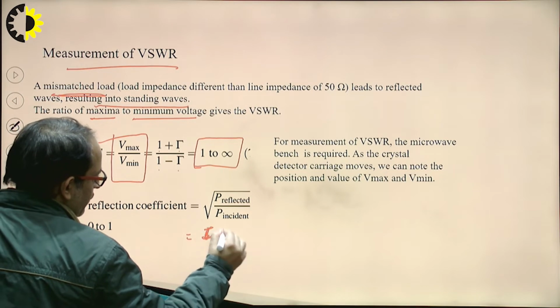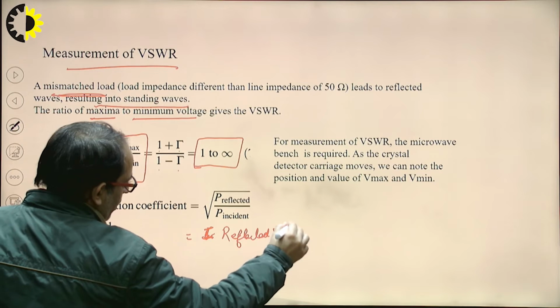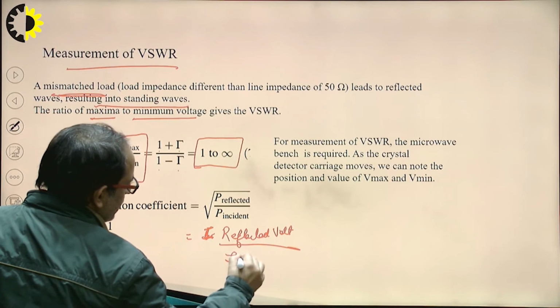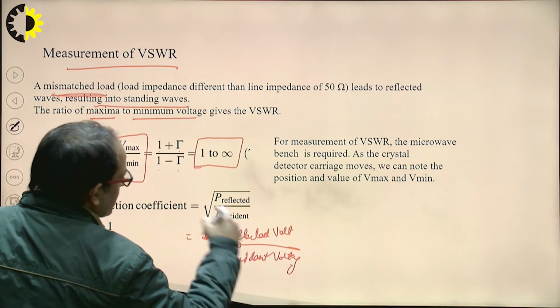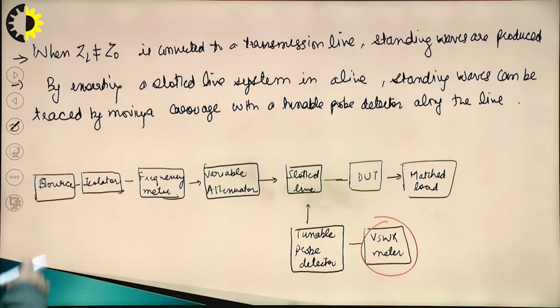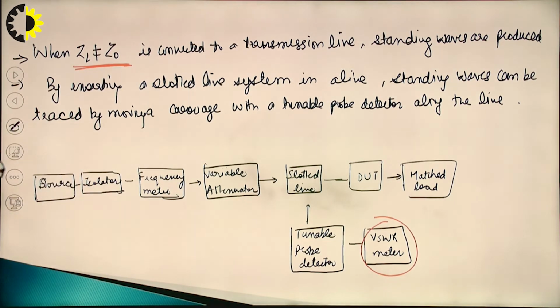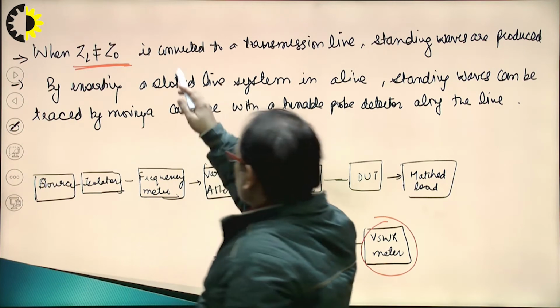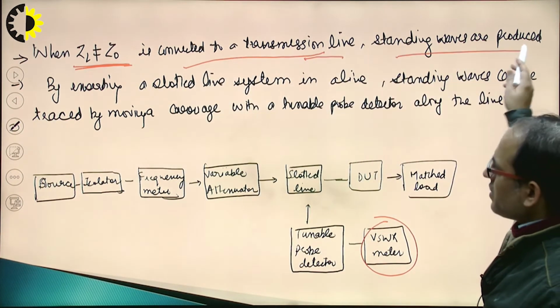Reflected voltage upon incident voltage, or you can say under root of P reflected by P incident. Now see this one. When the terminating impedance ZL is not equal to Z0, the characteristic impedance of the transmission line, standing waves are produced.